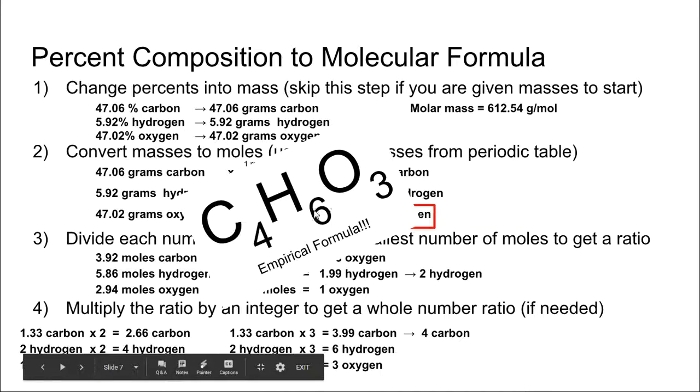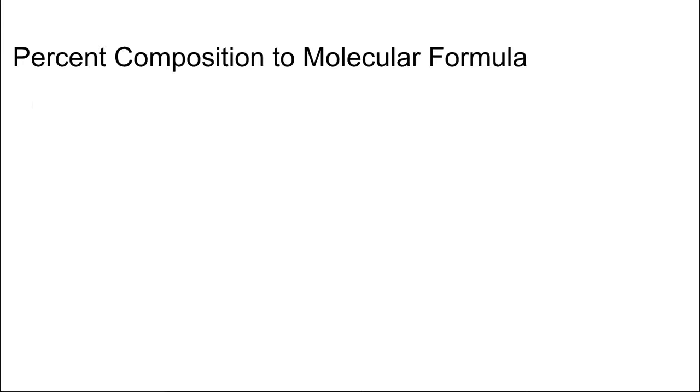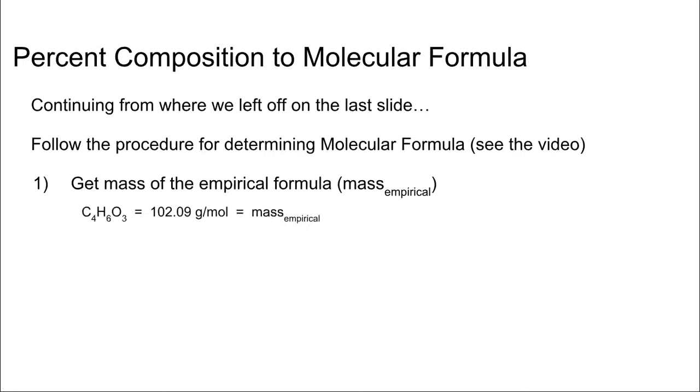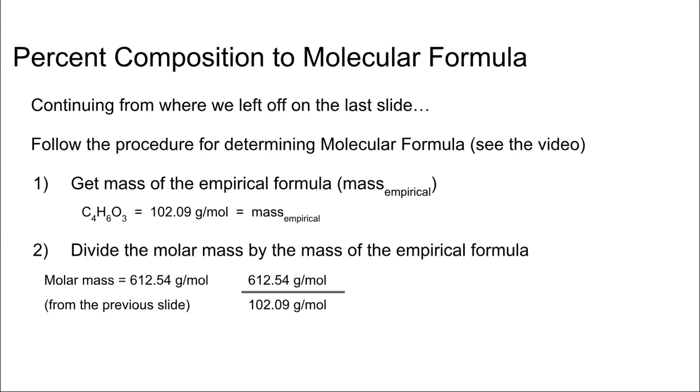All right, well, now I have a molar mass. I have an empirical formula. I know I can use these two things to get my molecular formula. And we'll follow the same process we did before. So I'm going to use that empirical formula that I had. I'll get the mass of that bad boy. And from that other slide, I'll just drag back my molar mass, because I'm going to need that. So I'll divide the molar mass by the mass of the empirical formula. That gives me 6 as the ratio between my empirical formula and the molecular formula.